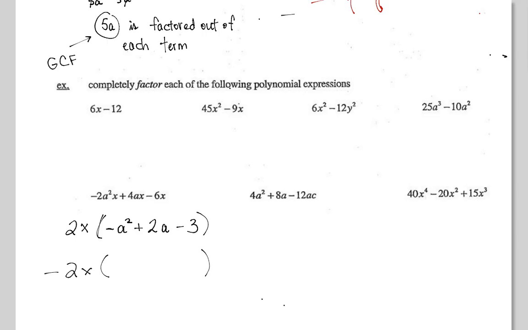How did I become from a positive 2x to a negative 2x? What factor came out? Negative 1. From this step to this step, I took out a negative 1. What's going to happen to all of these? Switch sign.